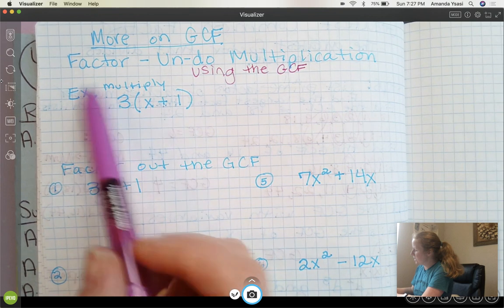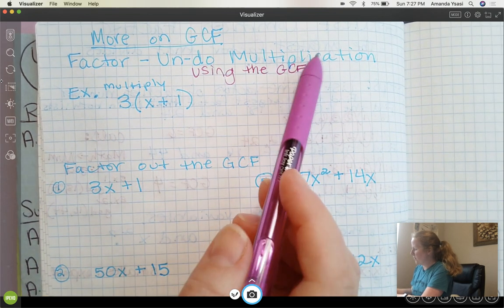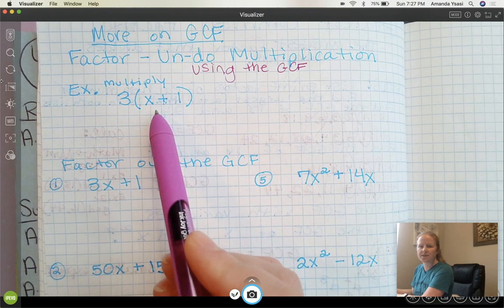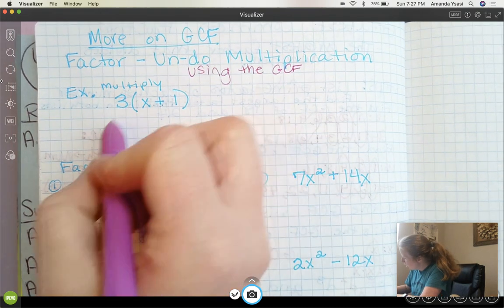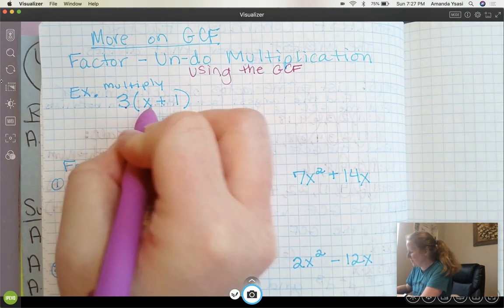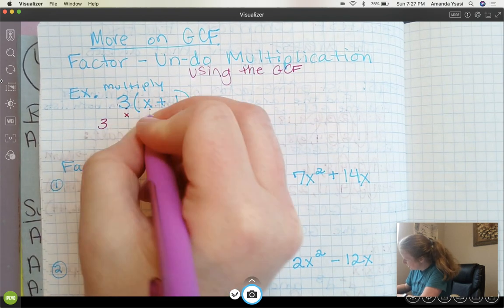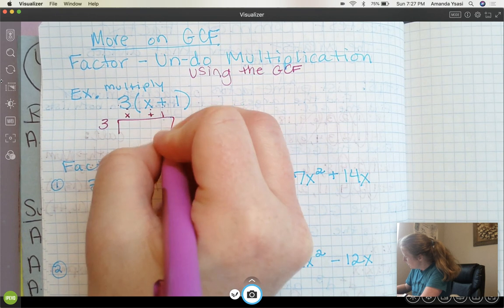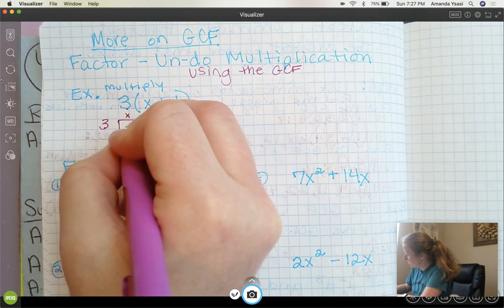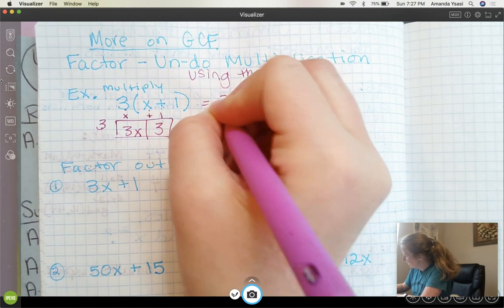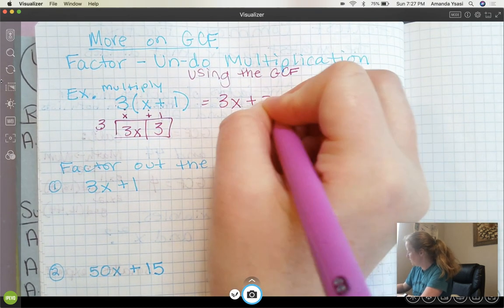All right, so just to help us remember with multiplication so that we know how to undo it, let's look at 3 parentheses x plus 1. So remember with this, we're multiplying 3 times x and 3 times 1. If you want to look at it like this, 3 times x is 3x, 3 times 1 is 3. So that's 3x plus 3.